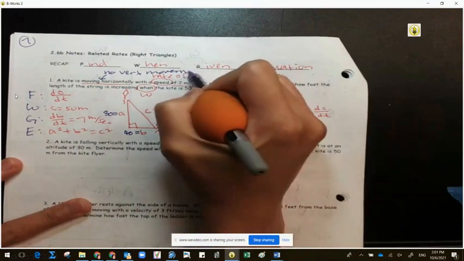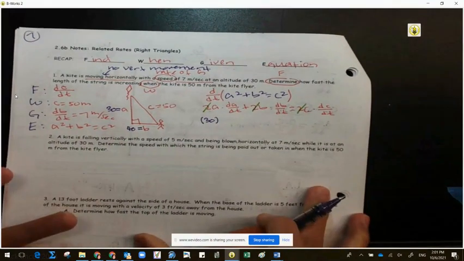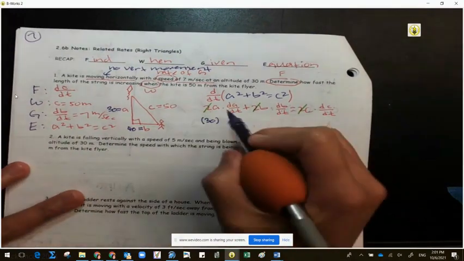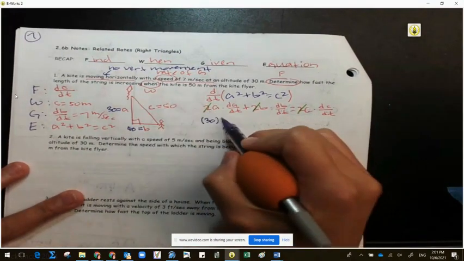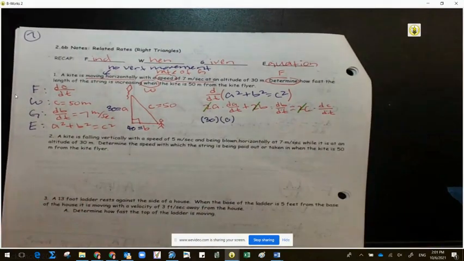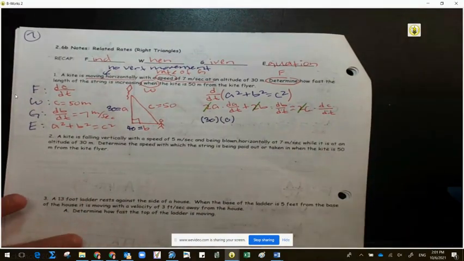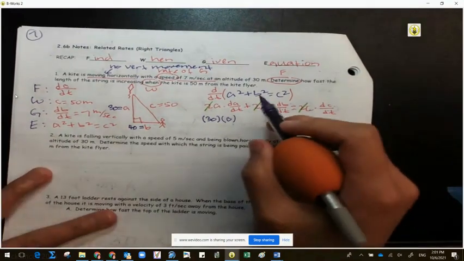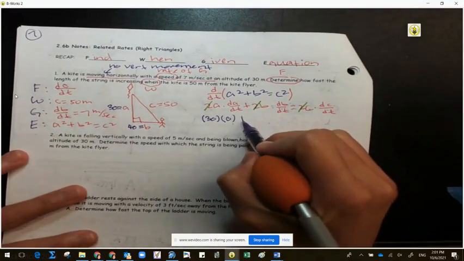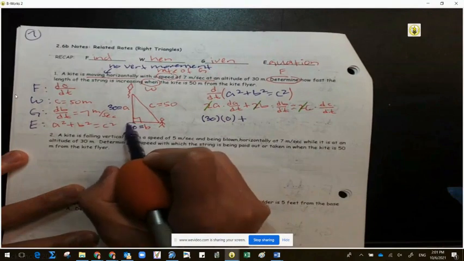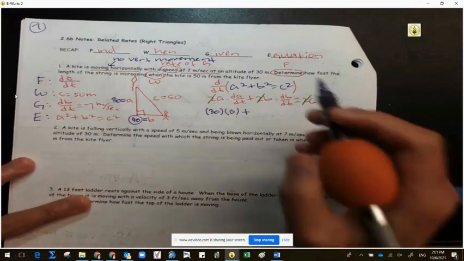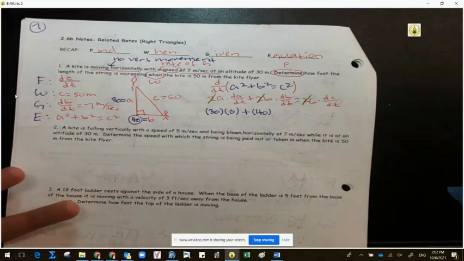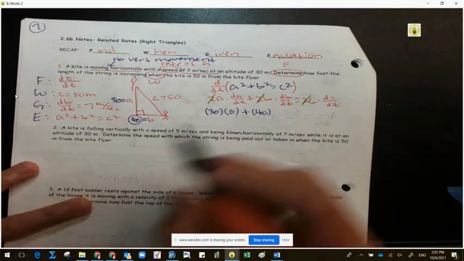And because there's no vertical movement, there's no speed to the vertical line. So for my vertical line, our speed is 0. Do I know what our B value is according to my given? 40. What was the rate of B with respect to t?